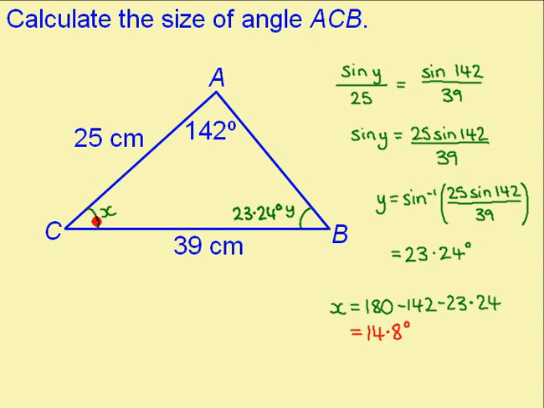To find the angle I'm looking for, all I have to do is remember that there's 180 degrees in a triangle. So if I take this and this away from 180, I get the angle that I'm looking for. To 3 significant figures, the answer is 14.8 degrees.